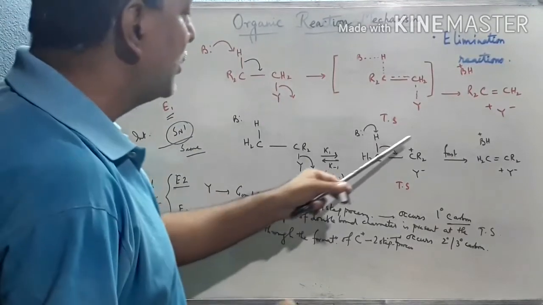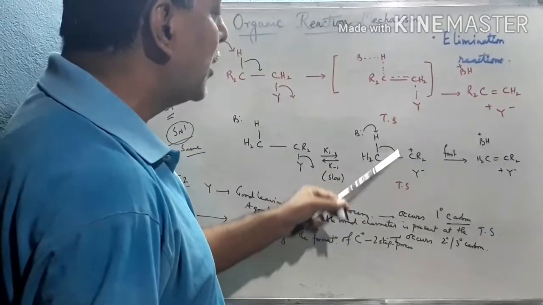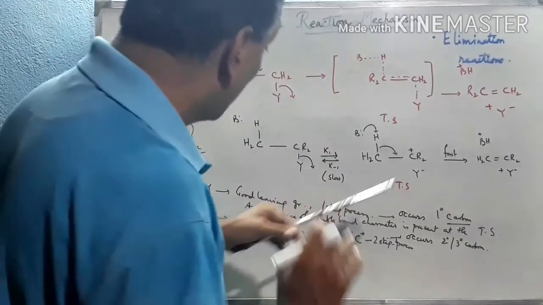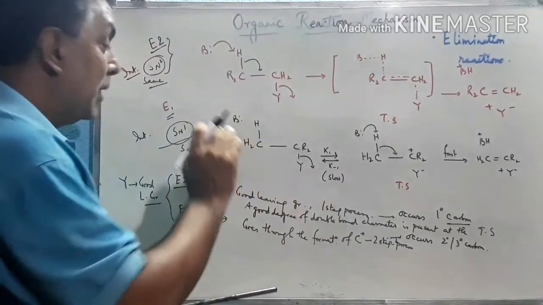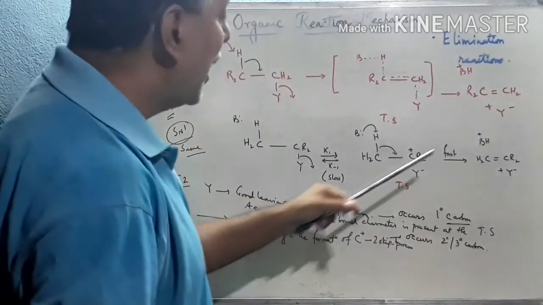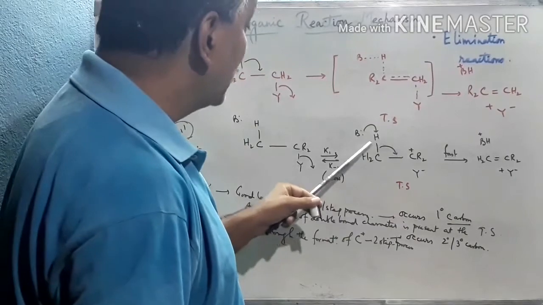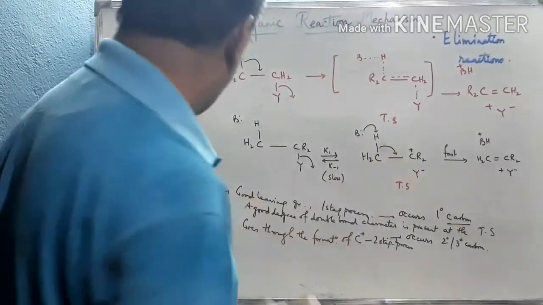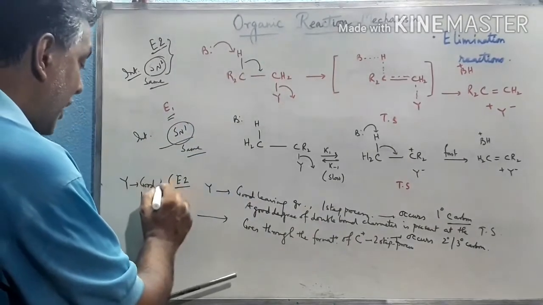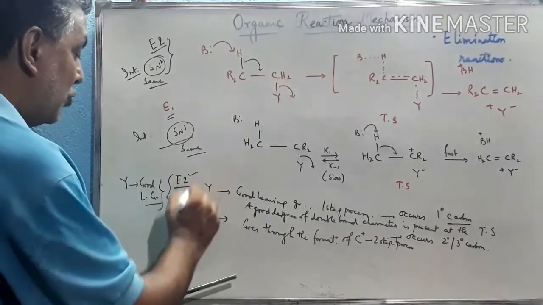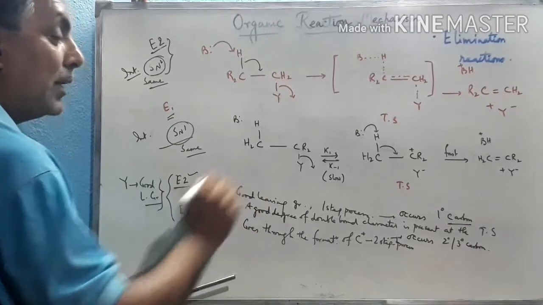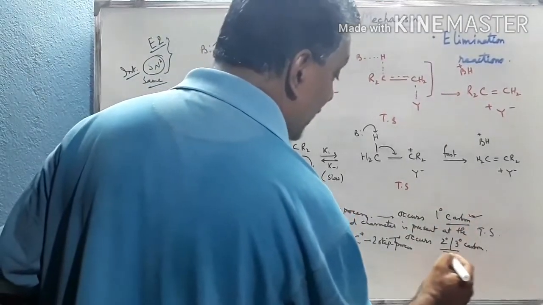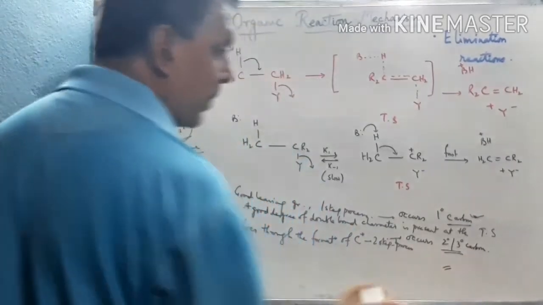It dissociates to generate a carbocation, and a 3 degree carbocation is more stable than that of 1 degree. That's why this type of elimination occurs in case of 2 degree and 3 degree carbon atoms. Then it forms a double bond here, a pi bond, and BH plus dissociates to form Y minus. So whenever Y is a good leaving group, only in that case E2 or E1 occurs depending on their structure. In case of 1 degree carbon, E2 occurs. In case of 2 degree and 3 degree carbon, E1 occurs.